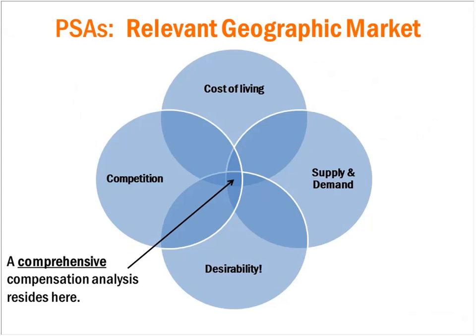A comprehensive compensation analysis has got to include all the elements of the relevant geographic market. The market for a particular physician or provider in Bangor, Maine may not look the same as it does in LA. So you want to look at competition, cost of living, supply and demand, the desirability of the area, and that includes a lot of things: taxation, mobility of labor, a whole bunch of things that have to go into that determination. So a salary survey is a great place to start, but you really need to drill down and say, okay, what's really going on here?